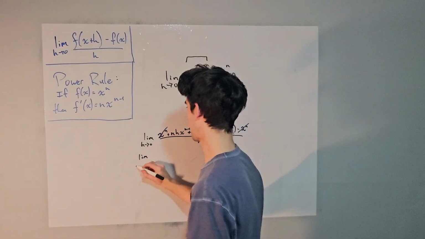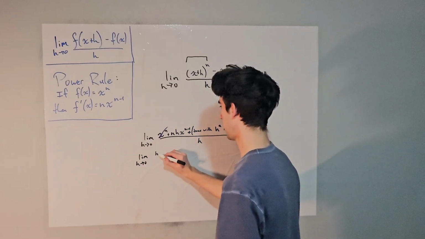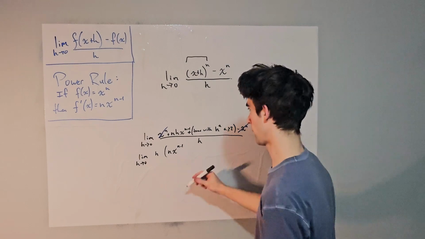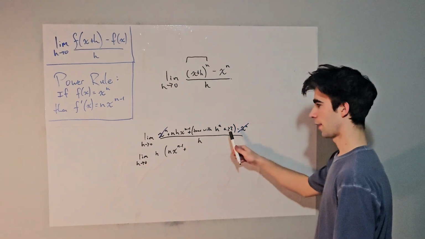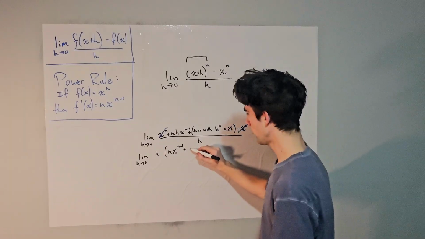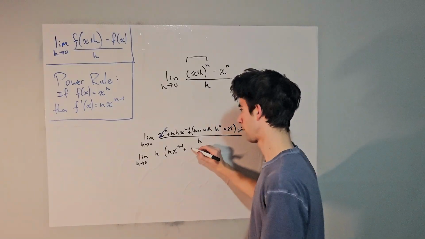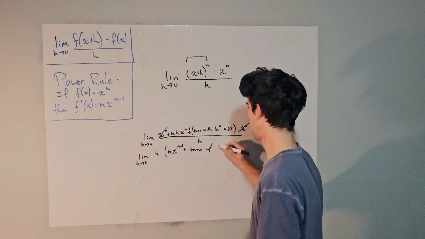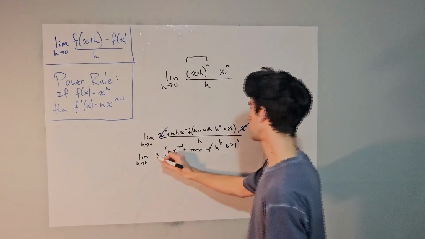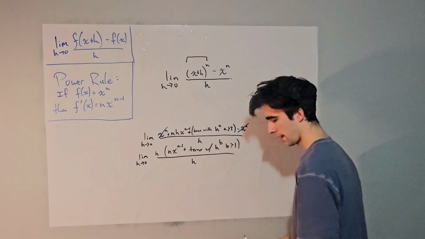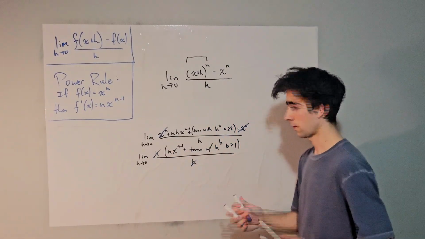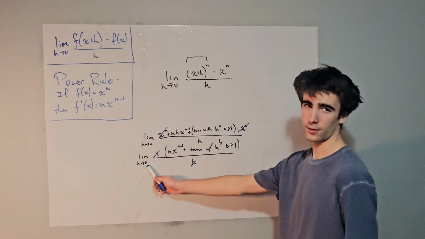So the limit as h approaches 0 of h times n x to the n minus 1, and now that h is in front, plus these terms now, if before they all had a power of 2 or more, they should now just have a power of 1 or more. So terms with h to the b, let's say, where b is greater than or equal to 1. Boom.